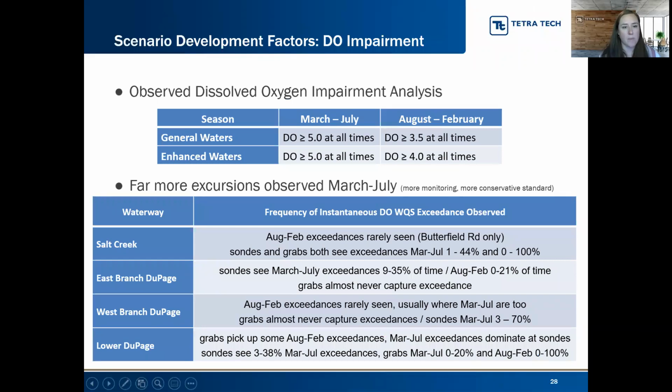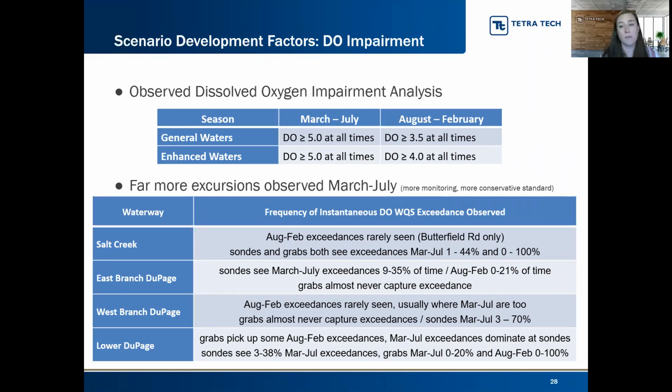Okay, so for perspective, let me back up. This is related to the way we're going to be summarizing dissolved oxygen results relative to some of these numeric criteria. You'll notice for Lower DuPage, part of the Lower DuPage is an enhanced water, so it's got a slightly different August to February standard, but the same March to July standard for instantaneous dissolved oxygen. That's what we're focusing on.